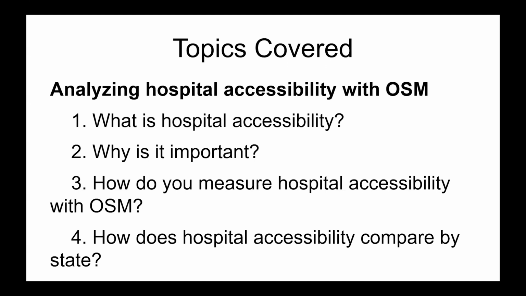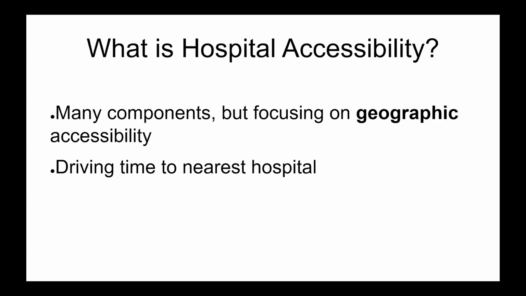Also, how does hospital accessibility compare by state? And how can we visualize these results with an interactive map? So to start with, what is hospital accessibility? It's important to note that there are many components of hospital accessibility, but for this project, I'm focusing specifically on geographic hospital accessibility. And for the purpose of this project, I'm using driving time to the nearest hospital as a proxy for geographic hospital accessibility.